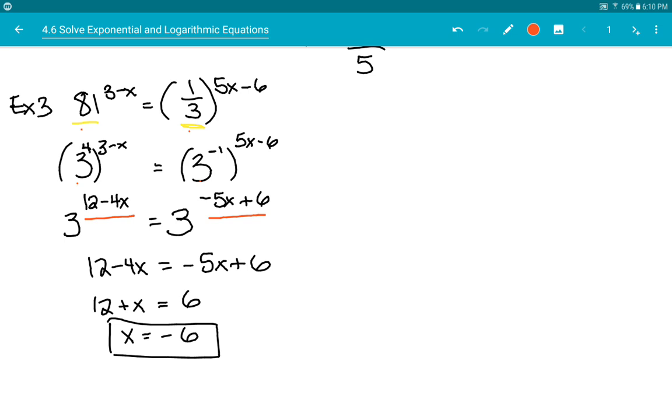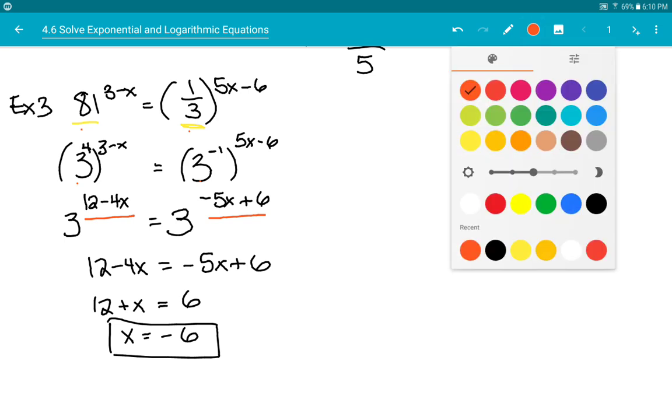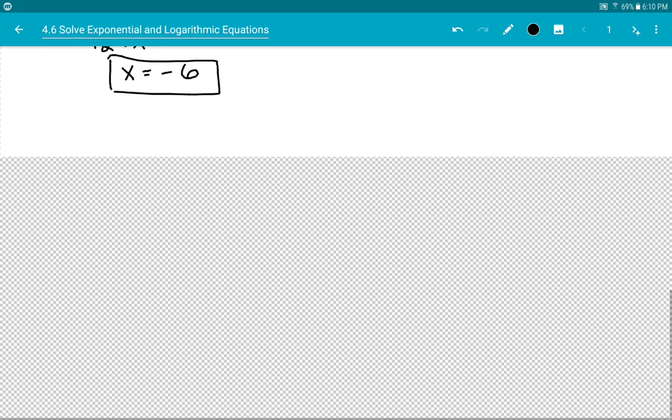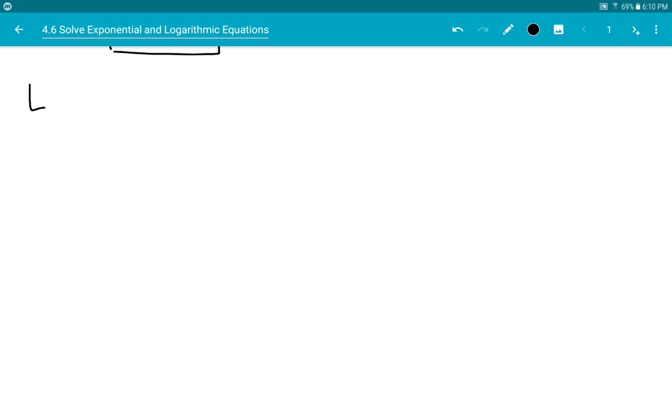But that's not always the case. You're not always going to have exponentials on both sides of the equations, okay? So let's look at some examples where you're only going to have an exponential on one particular side of the equation, okay? So we're down to example 4.